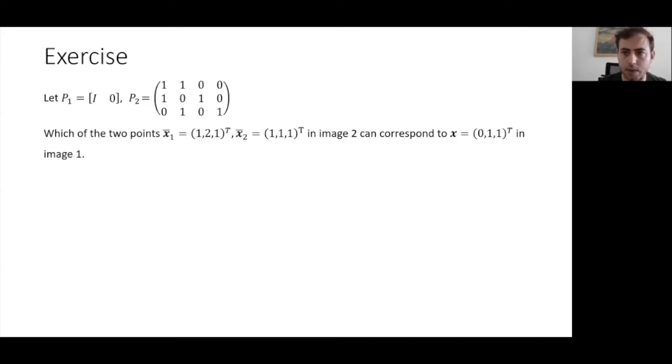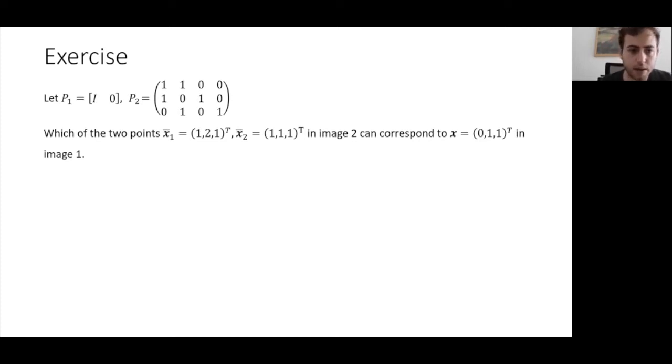So let's think about the following exercise. You get 2 cameras, P1 and P2. And the question is, which of the 2 points, x1 bar or x2 bar, in image 2 can correspond to x in image 1? How can I solve this question? First of all, we have to construct the fundamental matrix, and if we construct it, we should not forget to transpose it, I guess.